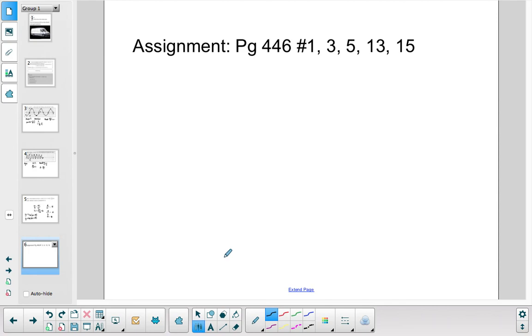All right, so that's it for today. Tomorrow we're going to go over the vertical shift and how to find it within a scatter plot. We're going to be looking at scatter plots. But that's all for today, and until next time.